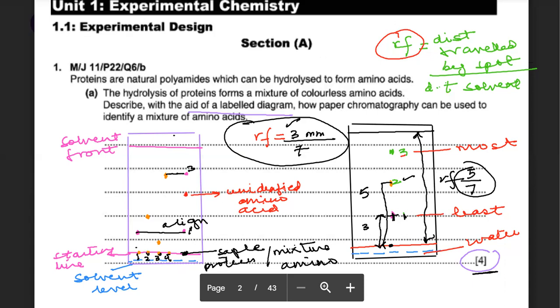Did you understand? This is how we will be doing it. These are 2 different ways of doing it. This is way one, where you have spots of the pure sample and make a comparison. This is way two, where on the basis of RF value you can identify the substance. Okay, and just 2 or 3 lines along with this diagram, this is a labeled diagram, will be enough for you to score 4 marks.